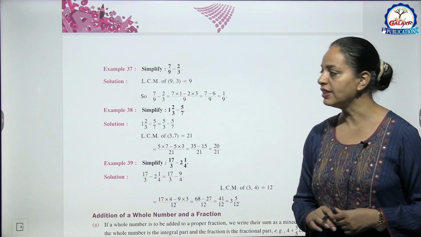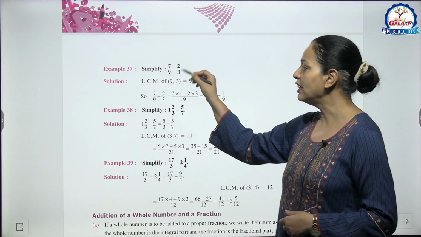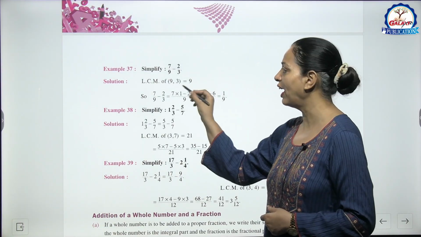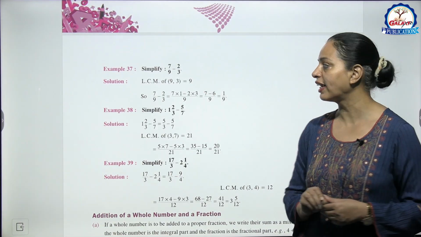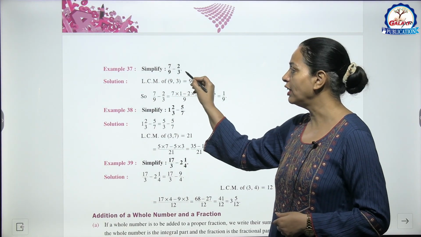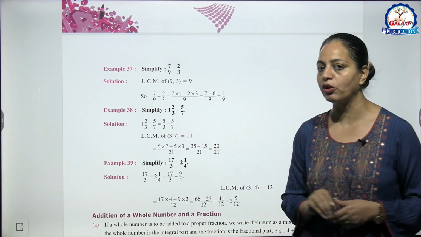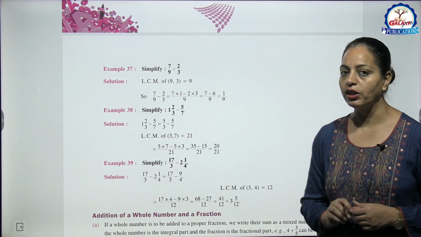Now example 37, simplify 7 upon 9 minus 2 by 3. These are unlike fractions. Take the LCM of denominators, that is 9. So 7 by 9 as it is. 2 by 3, 3 3s are 9, 2 3s are 6. So what are we getting, 7 minus 6 upon 9 means 1 upon 9.